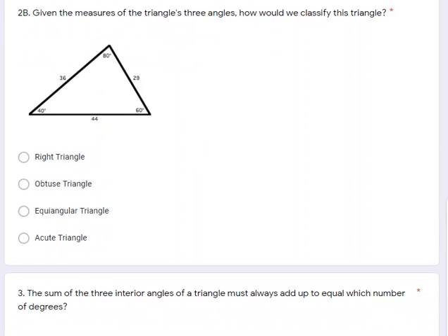Question 2b. Given the measures of the triangle's three angles, how would we classify this triangle? Is it a right triangle, obtuse triangle, equiangular triangle, or an acute triangle? Given the measures are 80 degrees, 60 degrees, and 40 degrees.